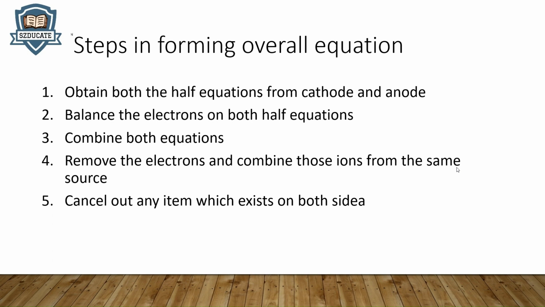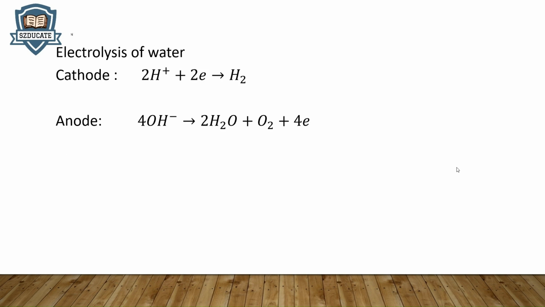After that, you remove the electrons. You also combine those ions that come from the same compound or the same source. Lastly, if you see any compound that exists on both sides, then you cancel them out and equate accordingly. Now it's a bit hard to understand, but just write this down and follow my examples, and then you will understand better. Everything goes through practice. All right, let's look at electrolysis of water.